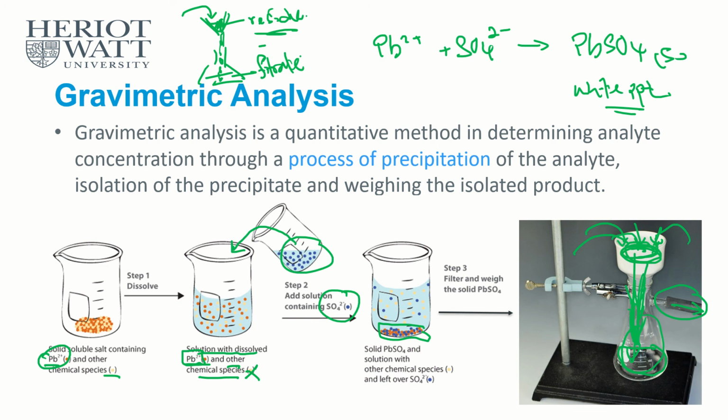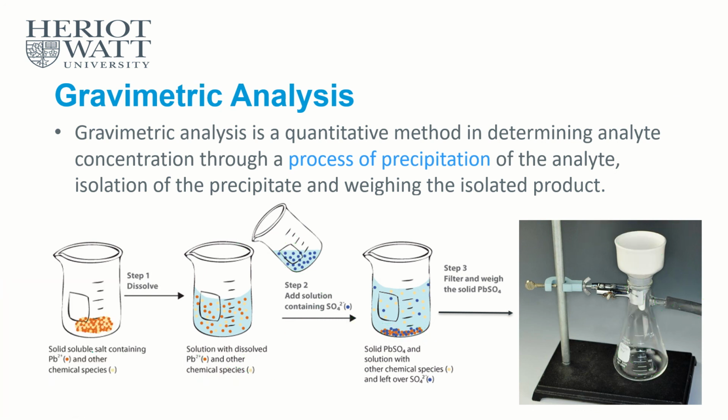It's very useful. And next, once we got the solid, what are we going to do? Let's say the solid is dry now. We're going to weigh it. So this is the filter paper with the solid on. And then we put it on the weighing balance. Let's say 3 grams. So we've got a 3-gram solid. This 3 grams is actually for PbSO4, right? The white precipitate.